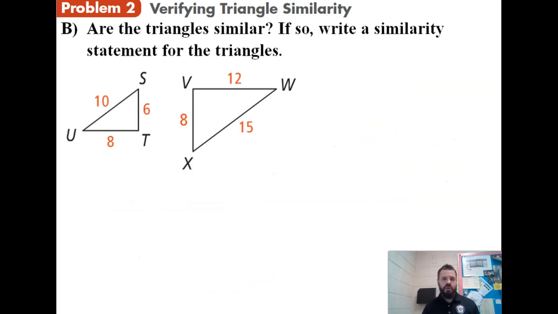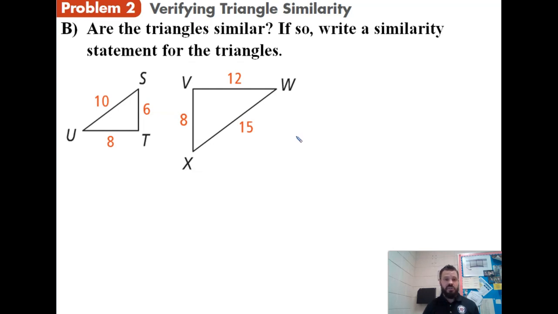Let's do one more checking if triangles are similar problem. Again, 2B, are the triangles similar? If so, write a similarity statement for the triangles. With this one, notice they didn't give us any angles, so it's obviously not going to be by angle-angle or side-angle-side. But I've got all three sets of sides. So this will either be a no or yes by side-side-side.